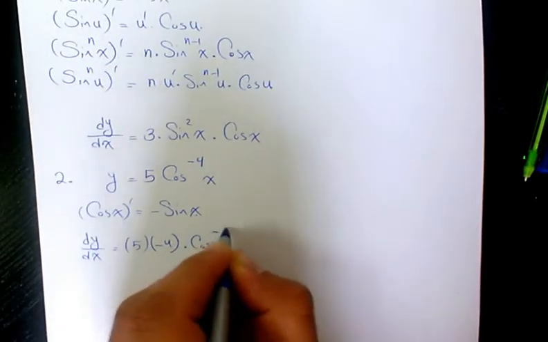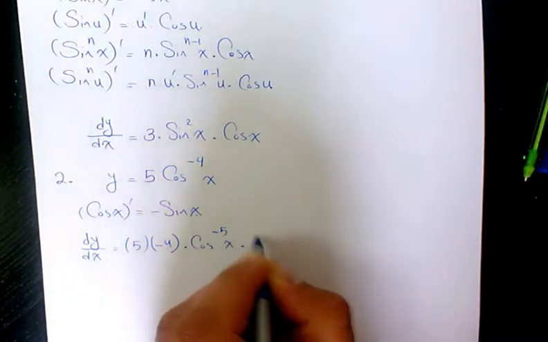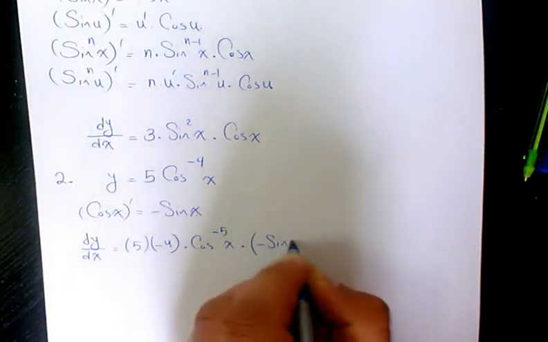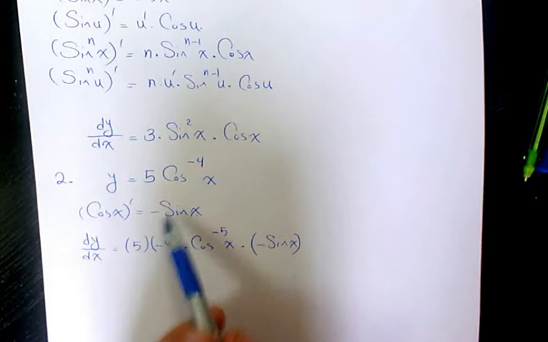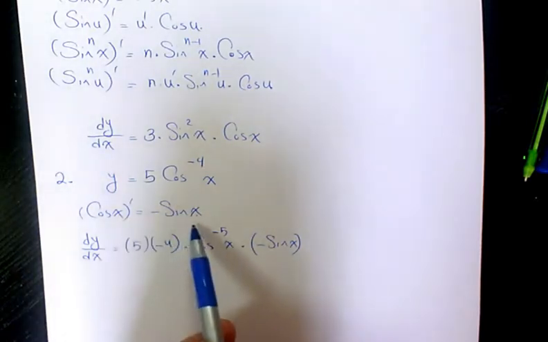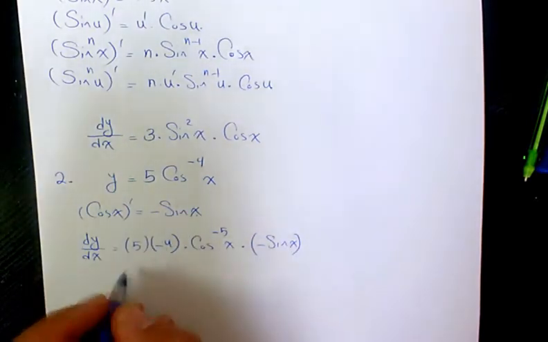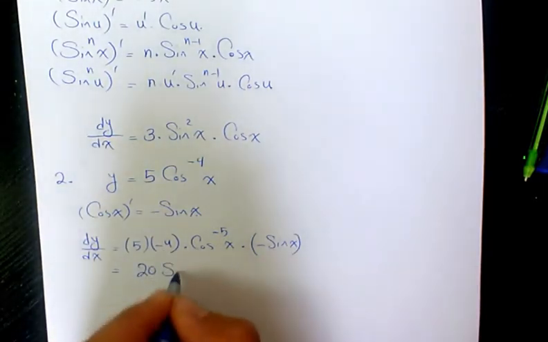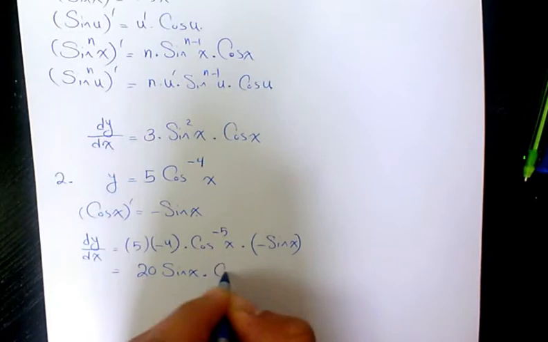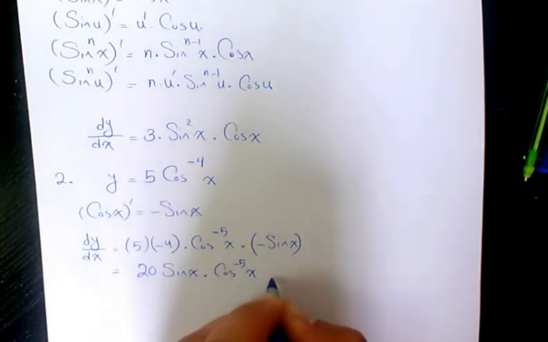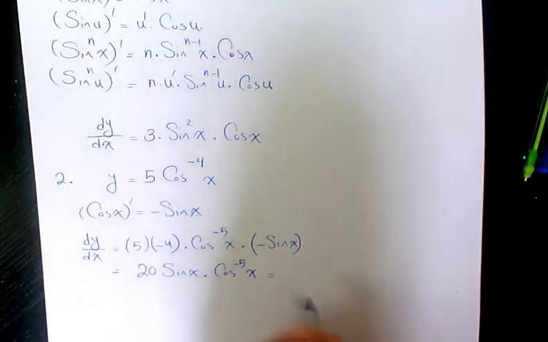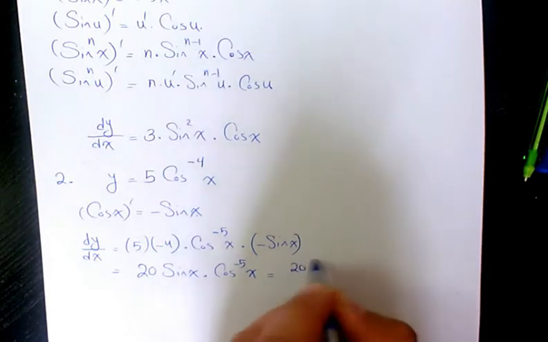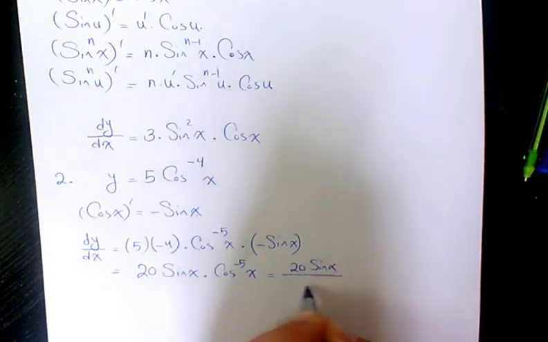cosine to the power of negative 5 x times negative sine x, because as I said, the derivative of cosine x is negative sine x. So when you simplify it, it's going to be 20, negative and negative cancels out, sine x times cosine to the power of negative 5 x. So it's going to be 20 sine x over cosine to the power of 5 x.